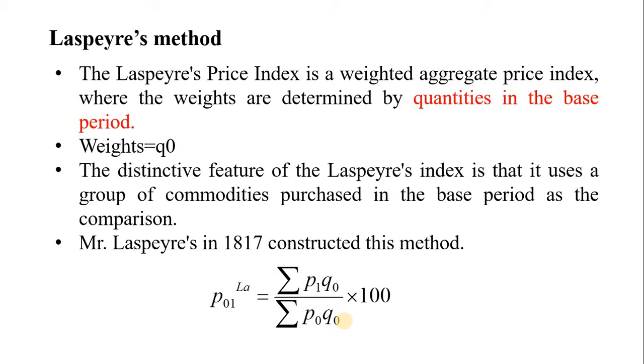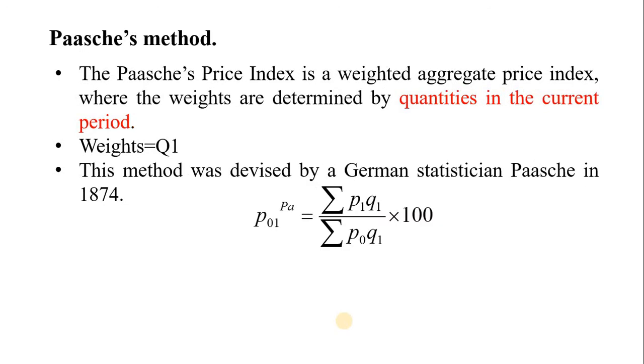Okay, yes. Now, the second method is the Paasche method. The only difference between Laspeyres and Paasche is that Paasche considered the quantities in the current period as the weight. He considered Q1 as the weight. He said that the weight should be the quantities purchased in the current period, not in the base period. Paasche was a German statistician and he devised this method in 1874.